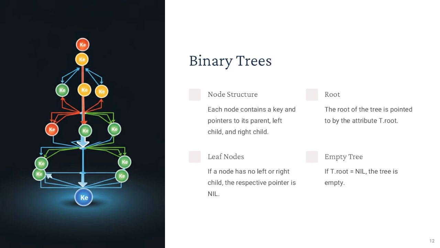If a node has no children, the corresponding left or right pointer is set to nil. The root node is referenced by the attribute t.root. Binary trees are the foundation of numerous advanced data structures, such as binary search trees and heaps. Their efficient traversal and manipulation capabilities make them indispensable in database indexing, file systems, and artificial intelligence applications.